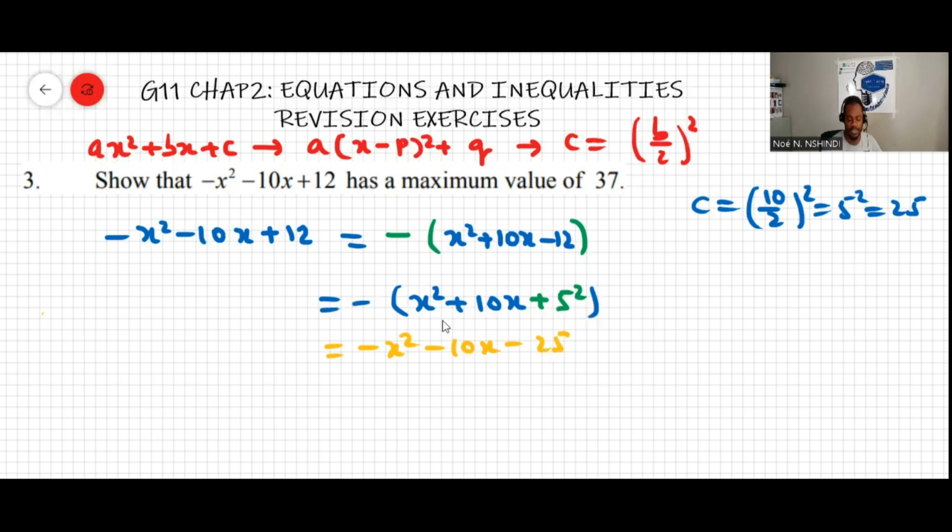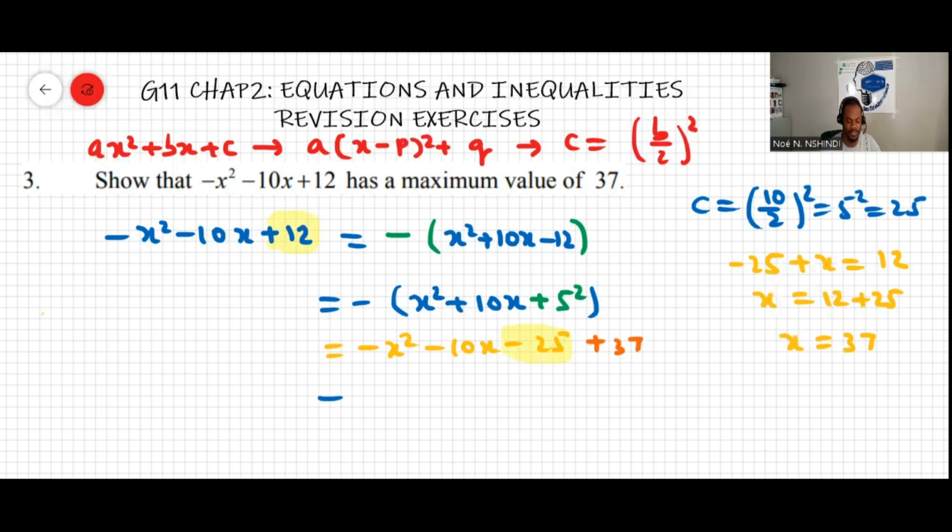This is not exactly this expression. The problem is here. This was positive 12, and there we have a negative 25. Now, I will say to myself, if I have negative 25, plus what can make it 12? If I move negative 25 over, that makes 12 plus 25, which is equal to 37. So if we add 37 here, then the expression is the same.